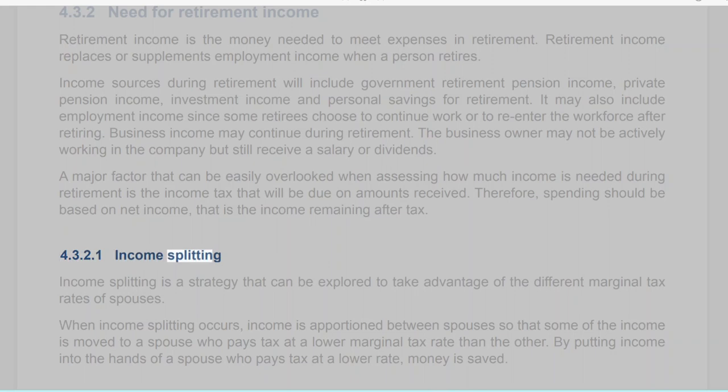4.3.2.1 Income splitting. Income splitting is a strategy that can be explored to take advantage of the different marginal tax rates of spouses. When income splitting occurs, income is apportioned between spouses so that some of the income is moved to a spouse who pays tax at a lower marginal tax rate than the other. By putting income into the hands of a spouse who pays tax at a lower rate, money is saved.